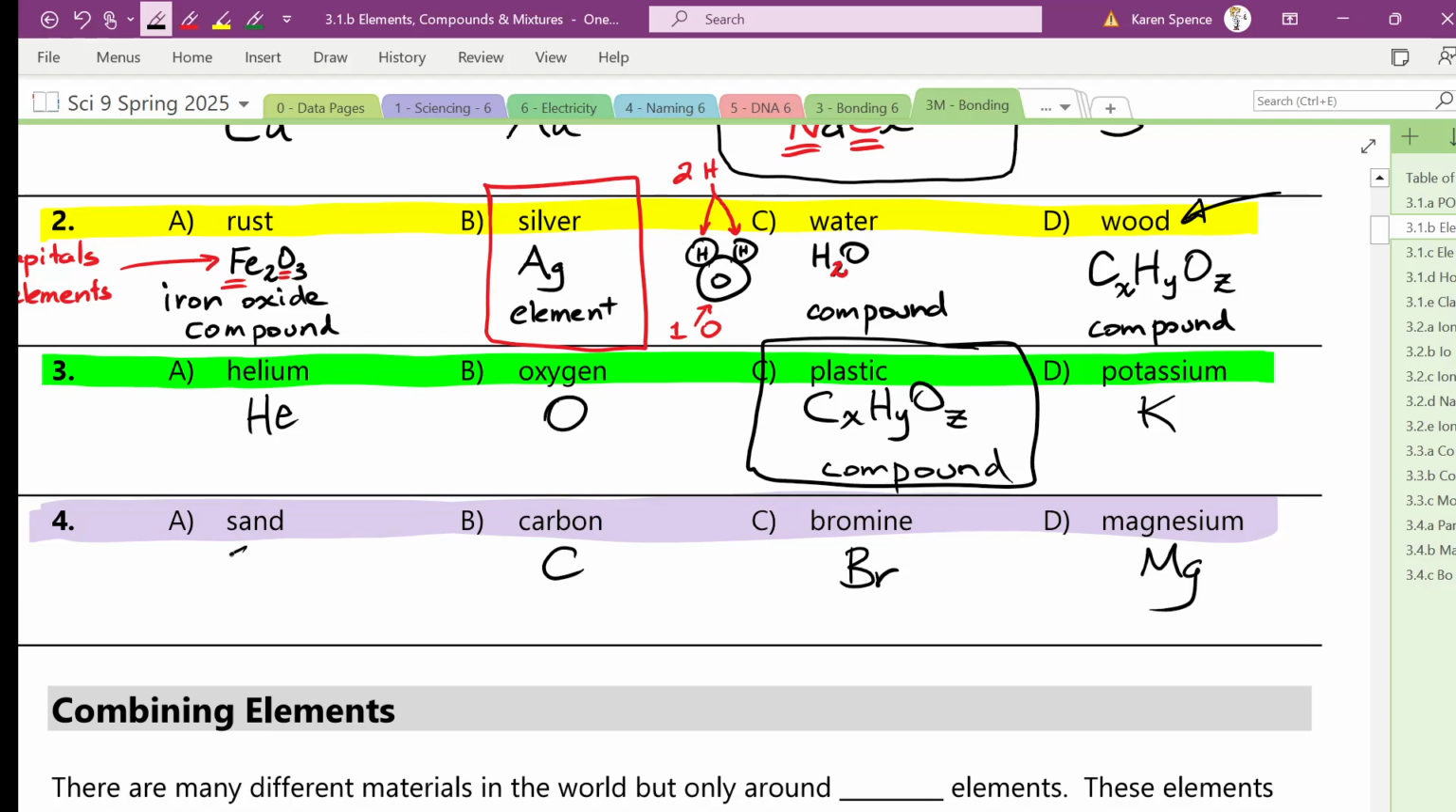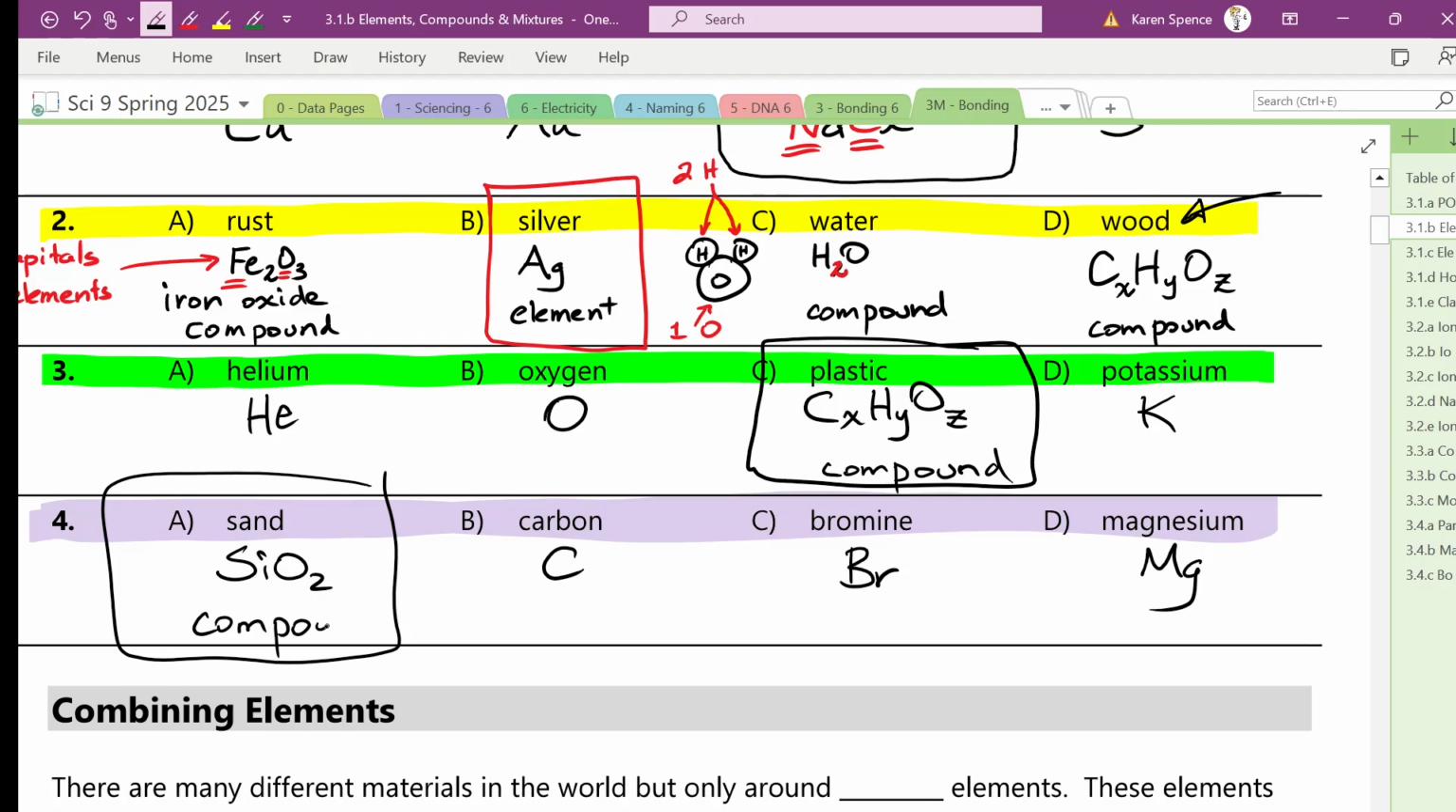And sand is actually SiO2, at least some types of sand, not all sand. There's other sands that are made from shells and things like this, but this is the kind of sand we get in BC a lot because it's made from little pieces of rocks that have been ground down over the years. Okay. So who is the odd one out? Sand, because sand is a compound.